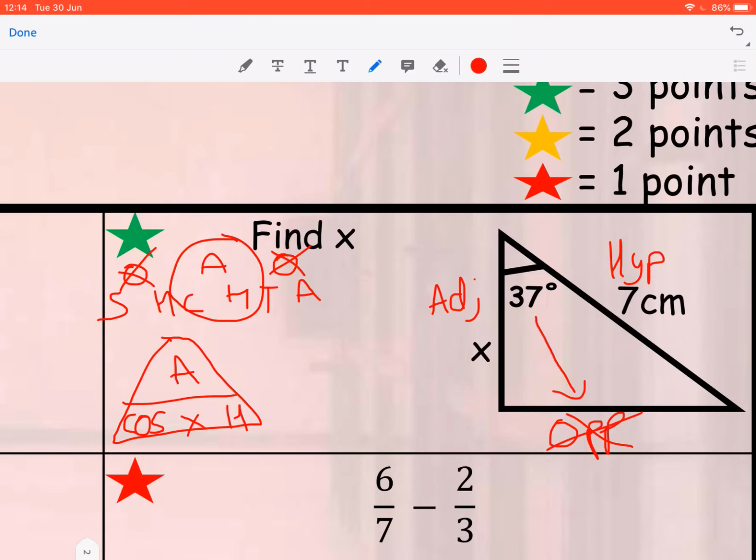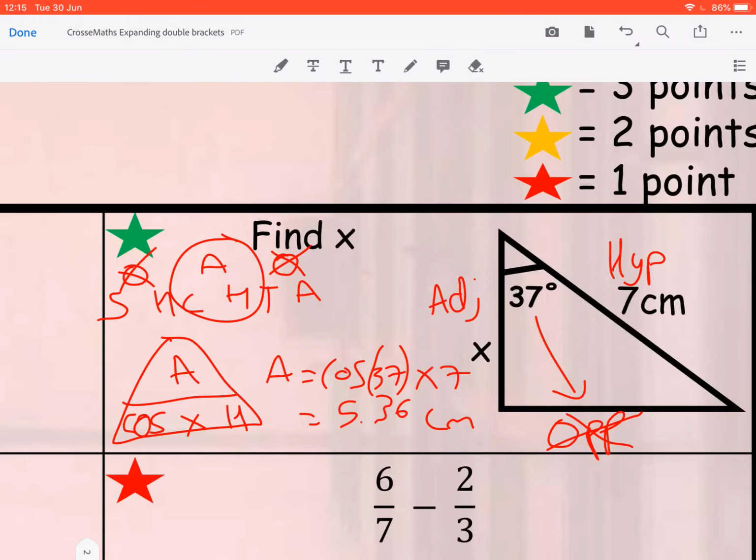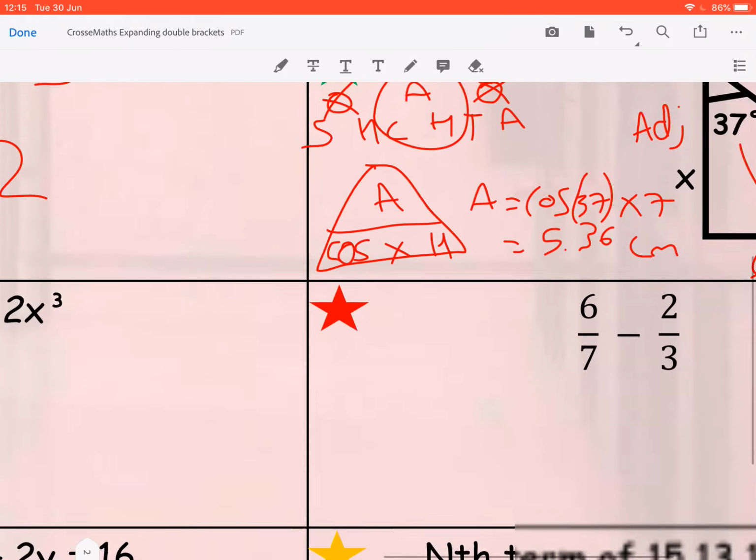Now, we want to find A. So I'm going to write down A equals. When you're trying to find something, you cover that thing on the triangle with your thumb, and whatever's left is your working out. If I cover A with my thumb, it's cos times H. So cos 37 times 7. If you put all that in your calculator, you should get 5.36. I normally write it to 3 significant figures. 1 decimal place is okay too. 5.36 centimetres, that's all trigonometry is. It's not as difficult as people make out. That's worth 3 marks.